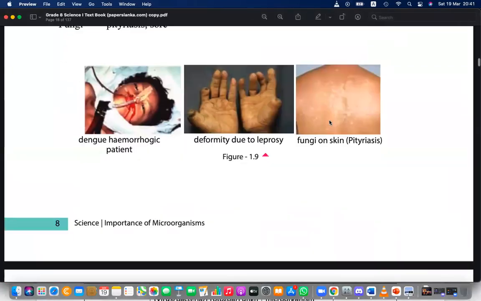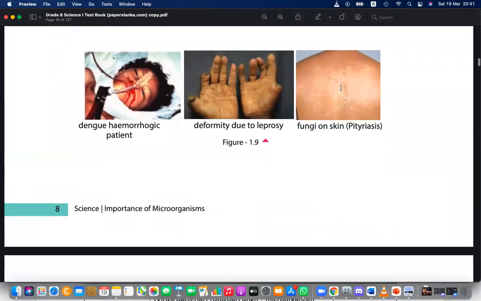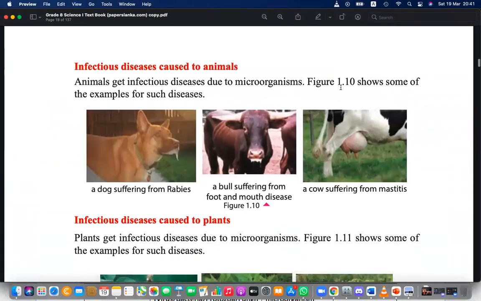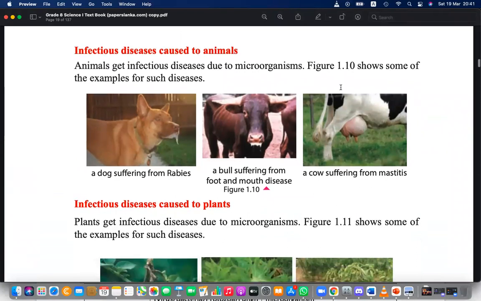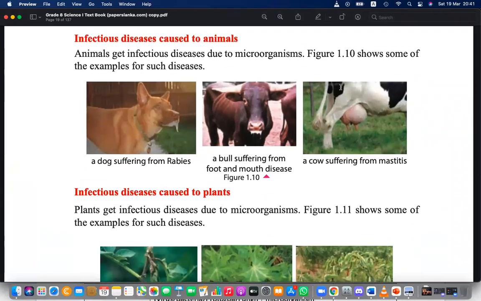And so these microorganisms are so dangerous. Even though they are not visible to us, they can cause death, they can cause deformity, they can damage the skin, many things. And you can see here, not only in humans, it's affecting animals too. Here, a dog suffering from rabies. Rabies? What is rabies?